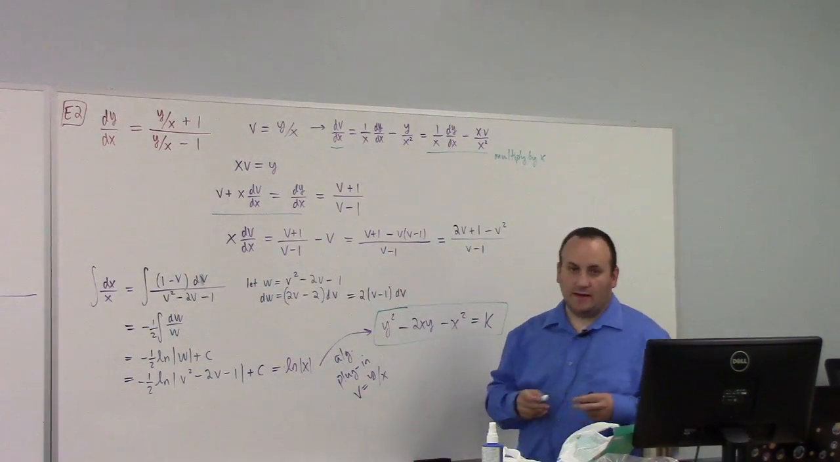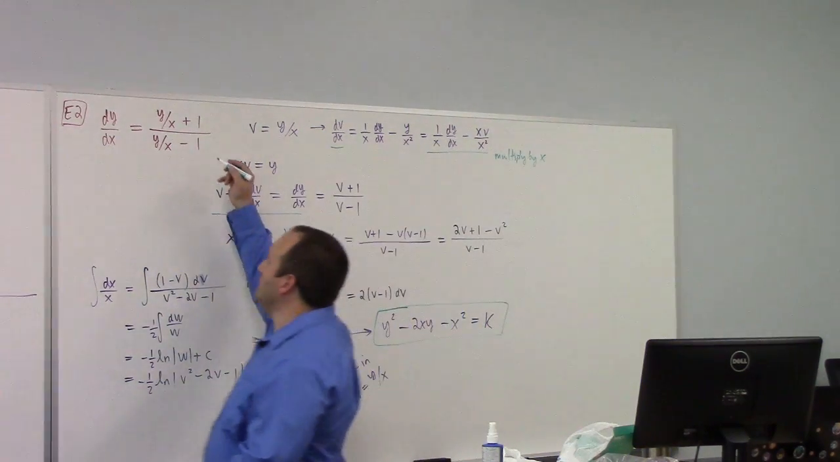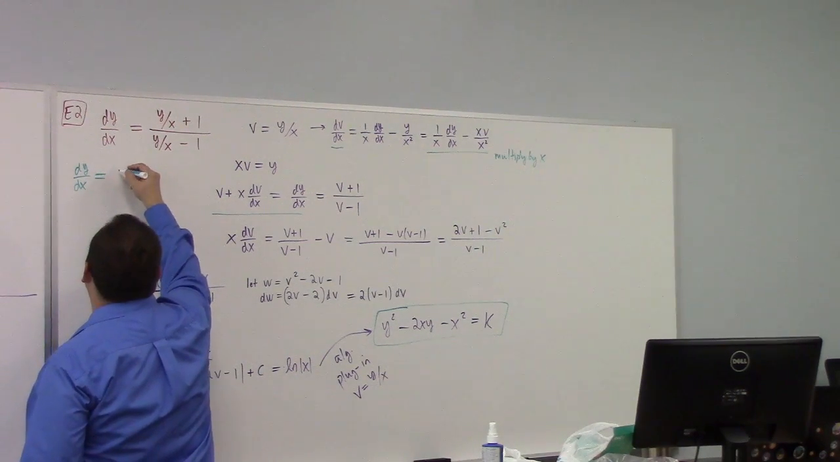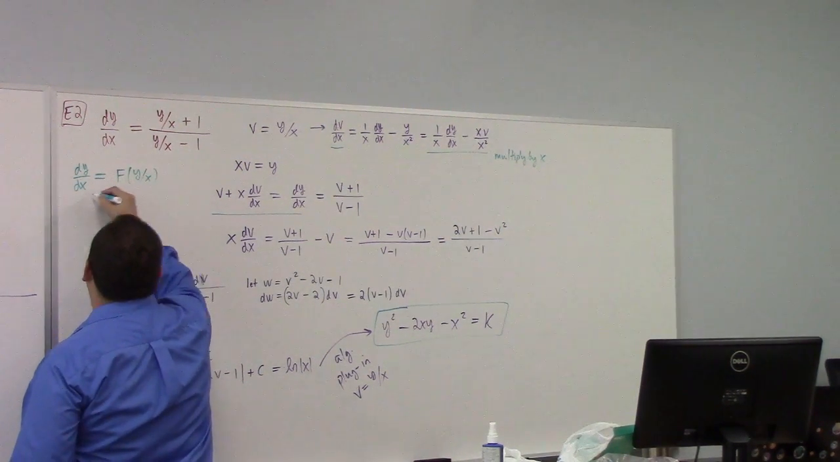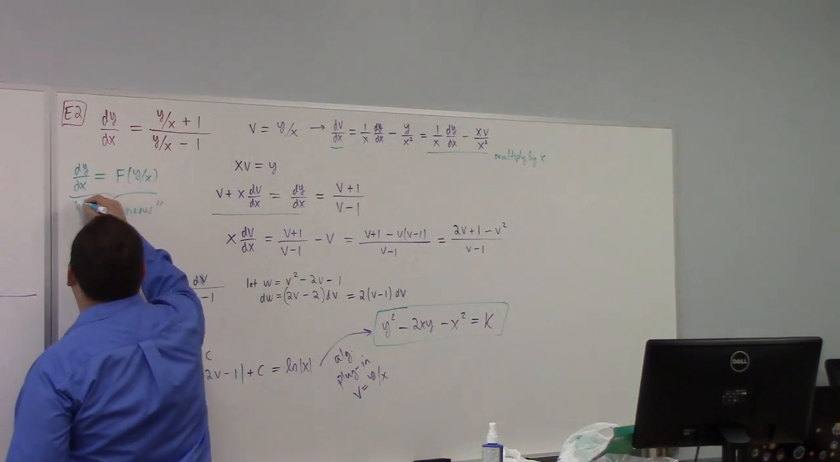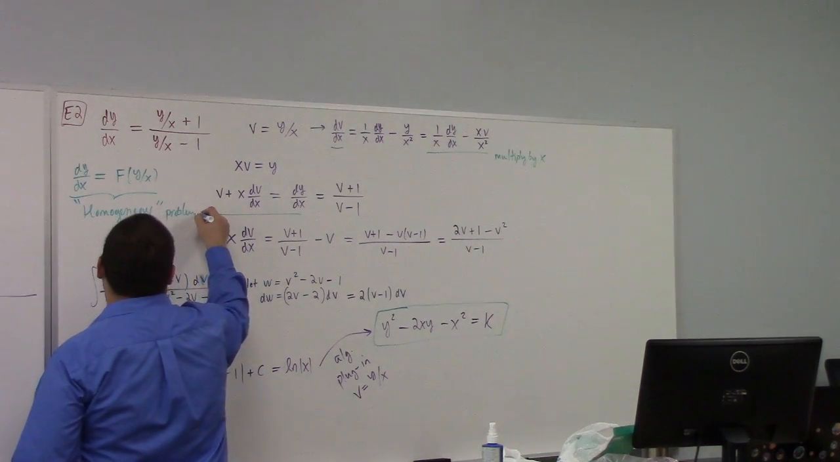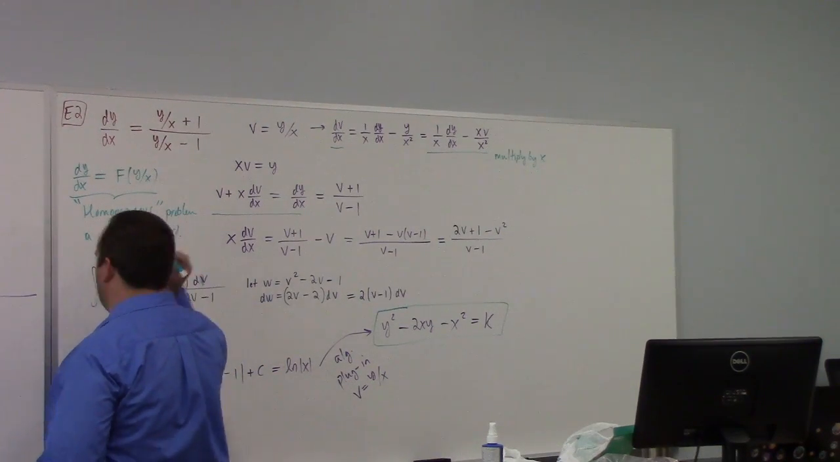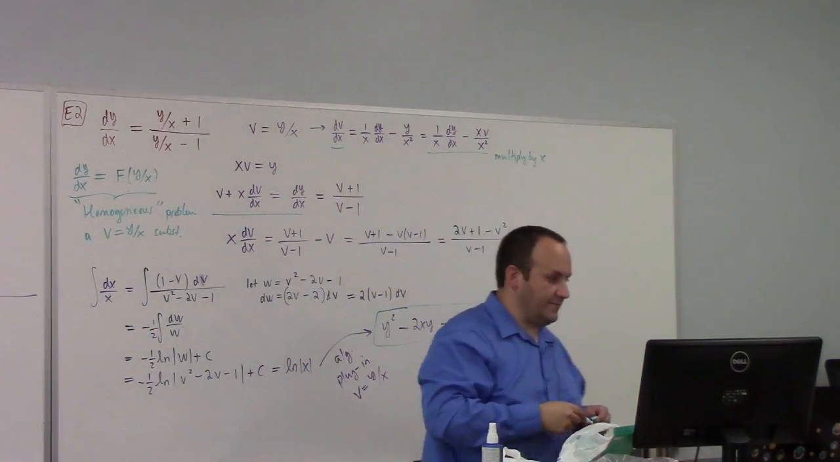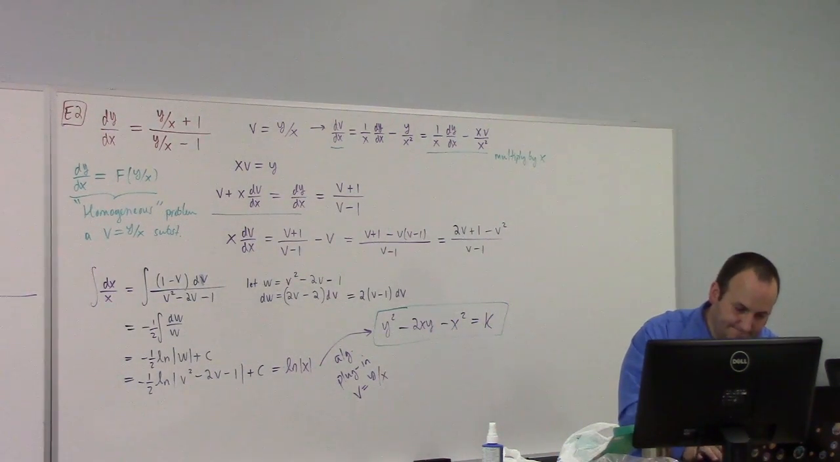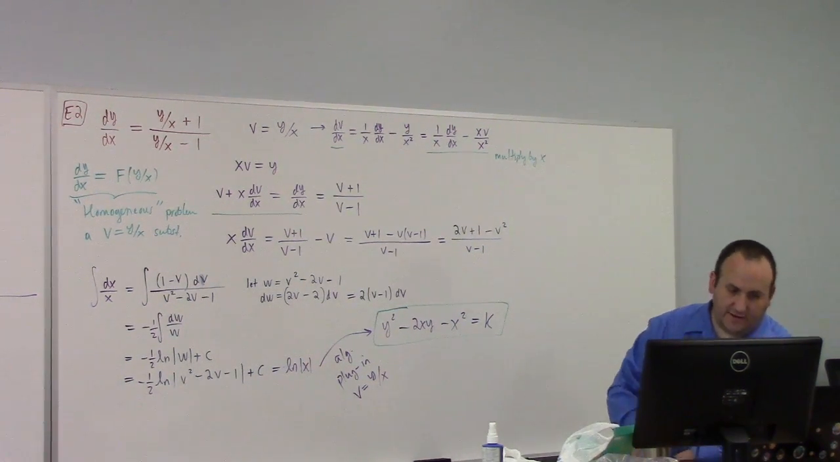Something like that. Now this is called, again, basically, if you have dy/dx equal to some function of y over x, this is a so-called "homogeneous" problem. I'll put that in quotes. A v equals y over x substitution might be helpful. Right? It was here. Let's look at another problem.